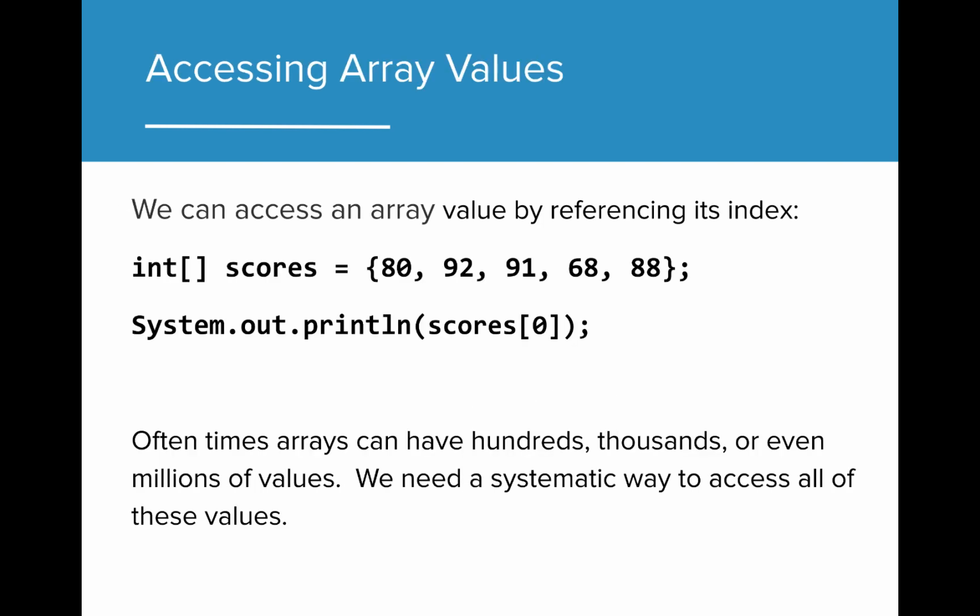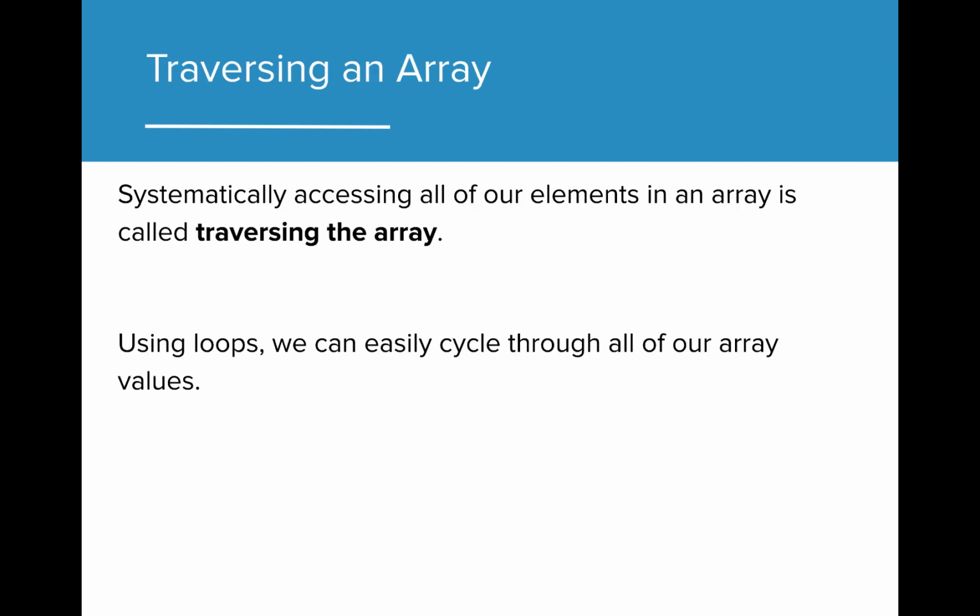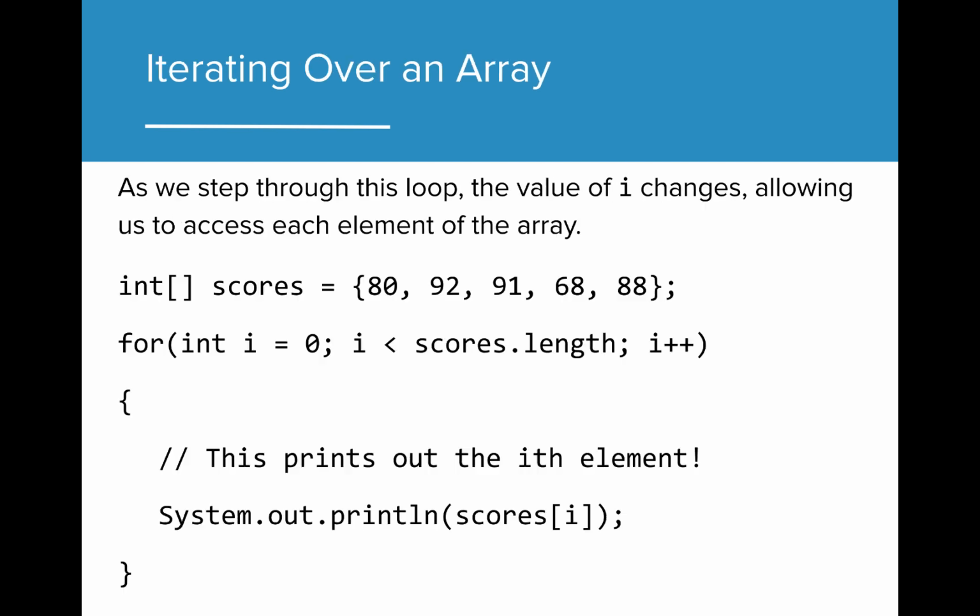We can access an array value by referencing its index. Oftentimes, arrays can have hundreds, thousands, or even millions of values. We need a systematic way to access all of these values. Arrays can easily grow rather large, and trying to access each item in the array can be a tedious activity. Fortunately, using loops creates an easy way to access all the elements of the array.